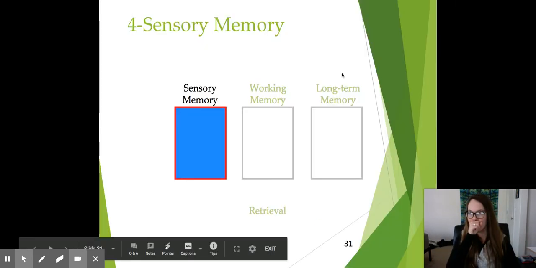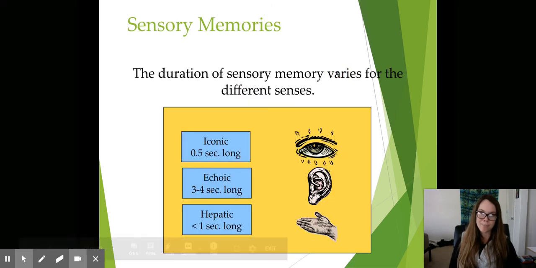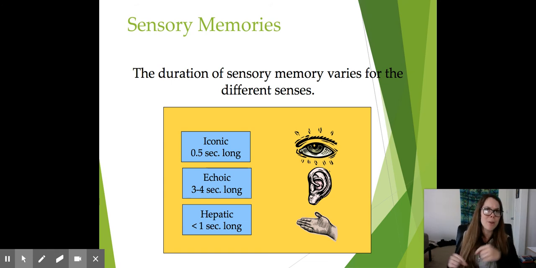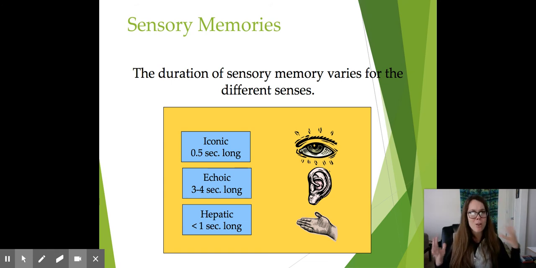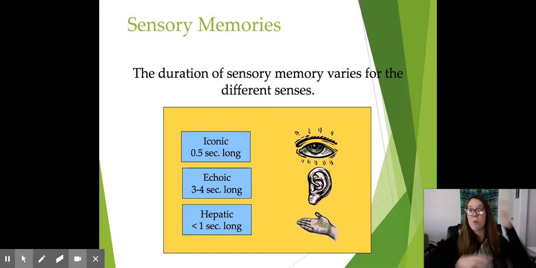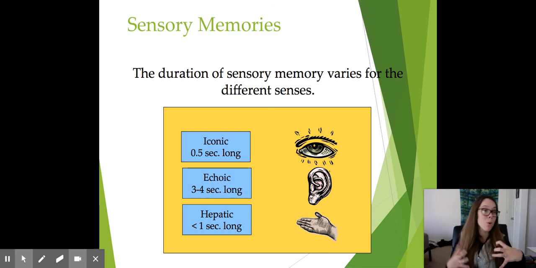So we're going to talk about sensory memory. Within sensory memory, the duration is how long we have before we get rid of it. For things that we see, it's about half a second long. For anything we hear, it's about 3 to 4 seconds long. And if it has to do with touch, it is less than 1 second long. So our sensory memory is always dealing with a bunch of stuff, and we have to be able to choose what we want to hold on to.